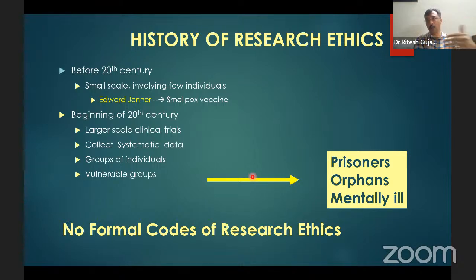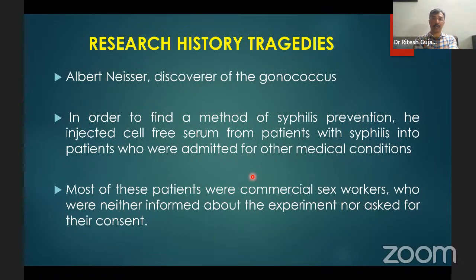After going through all those incidences, I'll be sharing at least 2 to 3 incidences where we can clearly feel that yes, research ethics were severely compromised. So now let us talk about this research where Dr. Albert Neisser, who was the discoverer of the gonococcus, in order to find a method of syphilis prevention, injected cell-free serum from patients with syphilis into patients who were admitted for other medical conditions.